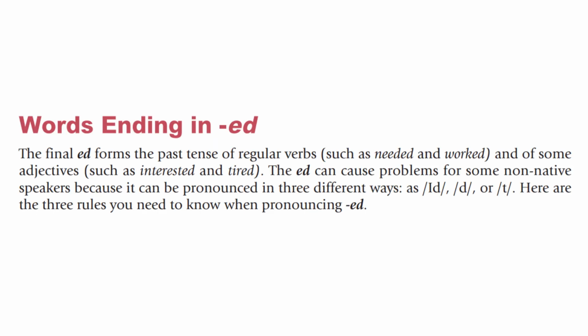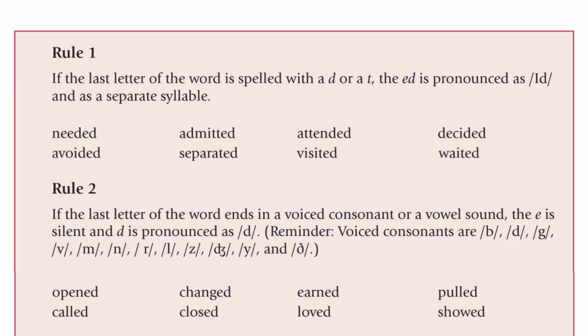ED endings. The final ED forms the past tense of regular verbs such as needed and worked, and some adjectives such as interested and tired. The ED can cause problems for non-native speakers because it can be pronounced in 3 different ways: as id, d, or t. Here are the 3 rules you need to know. Rule number 1. If the last letter of the word is spelled with a D or a T, the ED is pronounced as a separate syllable, id.